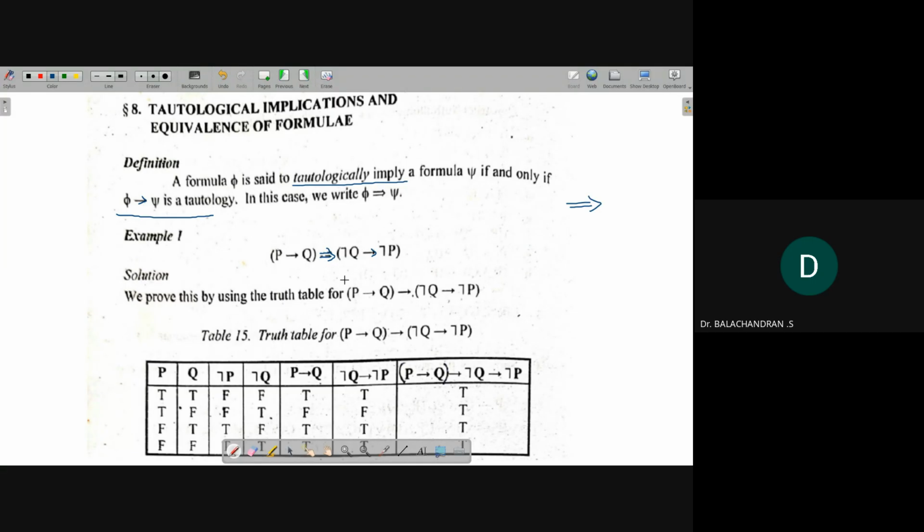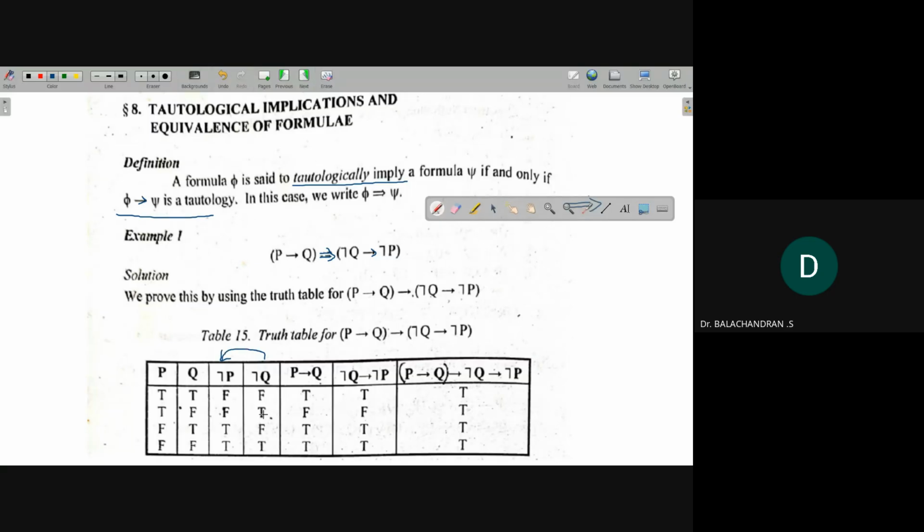Just now we discussed tautology, so we need what? P, Q, and then negation P, negation Q, and then P implies Q, negation Q implies negation P, and then the whole expression. The first two columns are easy, and the third and fourth you can easily write, negation P, negation Q. P implies Q is false if P is true and Q is false. In all other cases, it is true. Similarly, negation Q implies negation P.